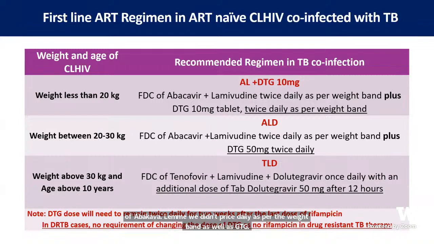For children above 30 kgs and above 10 years, fixed dose combination of tenofovir lamivudine and dolutegravir once daily, plus an additional dose of DTG 50 milligram after 12 hours. So in this situation, you are going to give DTG 50 milligram in the morning and TLD in the night. The dosage will need to remain twice daily for 2 weeks after the last dose of rifampicin.